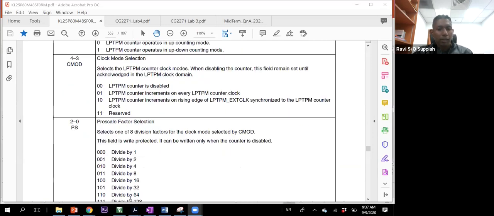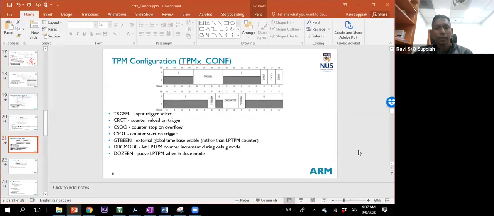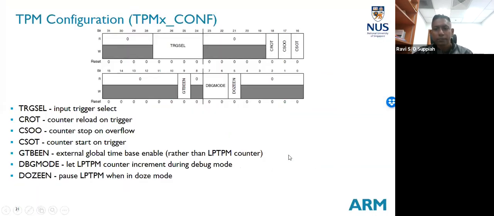Okay, so let me come back to our slides first. This register here, TPM config, we don't necessarily need to use most of it, except for the case where you're going to use it for counter operation. But in most cases we're not going to be using this so much.